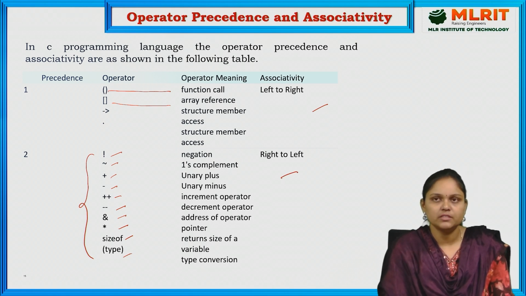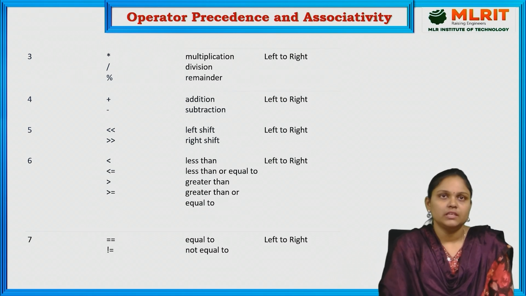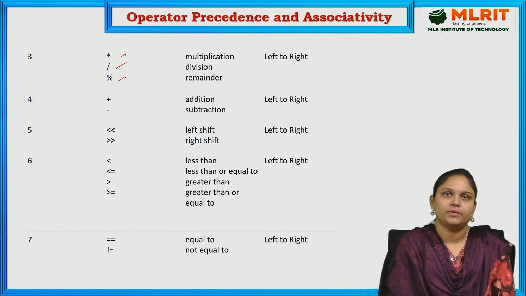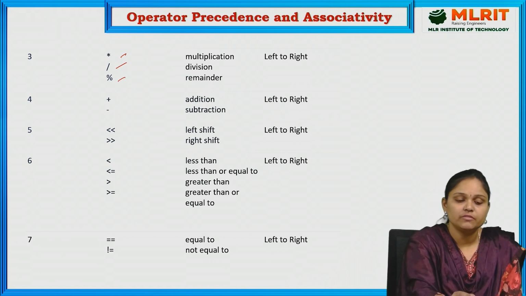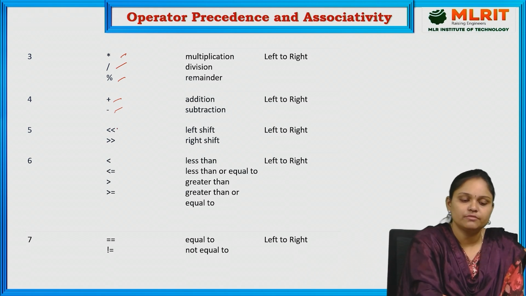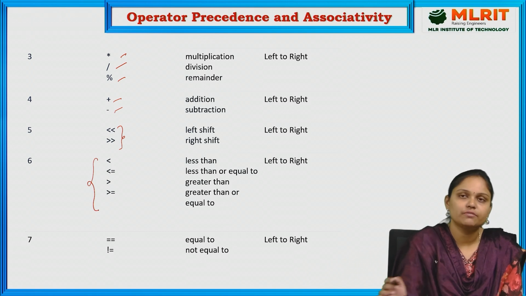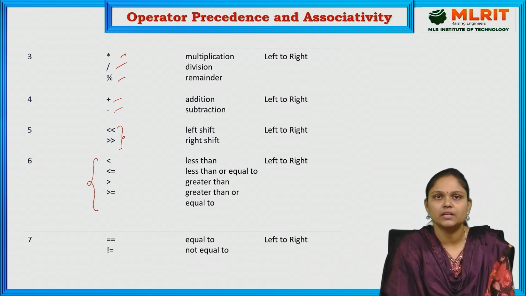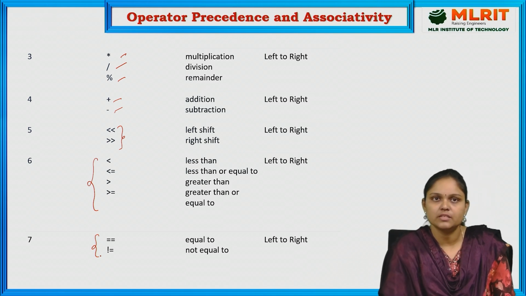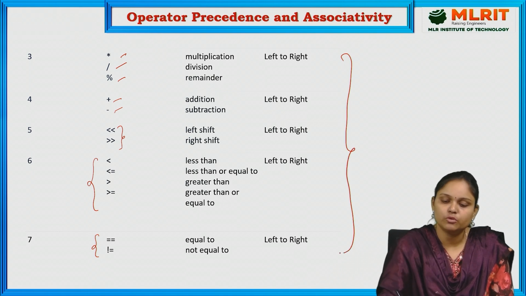All these operators we have learnt in the operator session. These are the arithmetic operations: multiplication, division and the modulus operator. The next priority is for addition, and then subtraction. Then the left shift and right shift operators. These are the relational operators: less than or equal to, greater than or equal to. And these are the equality operators, equal to and not equal to, which we also call relational operators. For all of these we have left to right associativity.